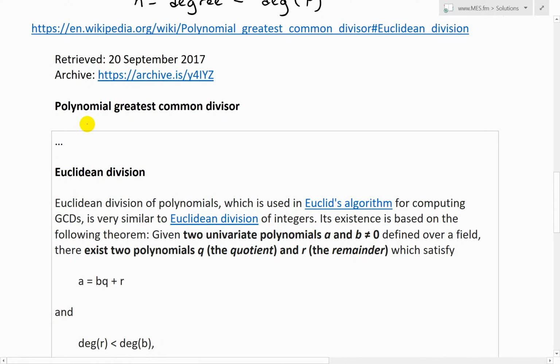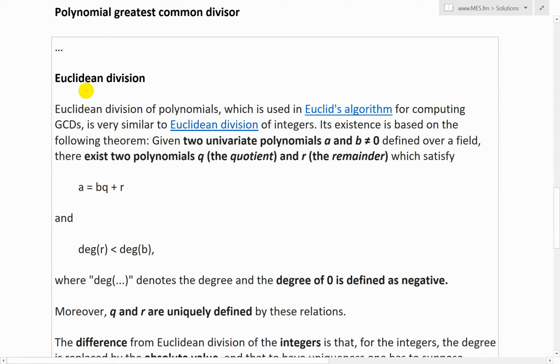So basically, Wikipedia has polynomial greatest common divisor, and a subsection of that has the Euclidean division for polynomials, which is used in Euclid's algorithm for computing GCDs, greatest common divisors. I might go over those in later videos, but for now that's outside the scope of this video. It's very similar to Euclidean division for integers, as I explained above.